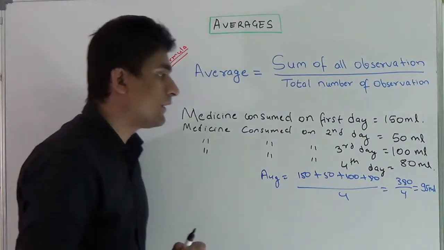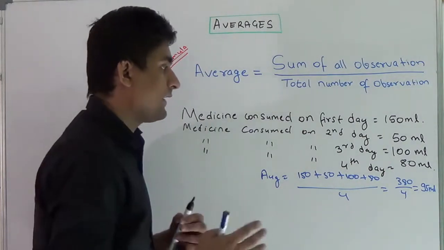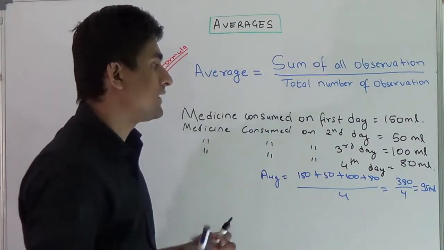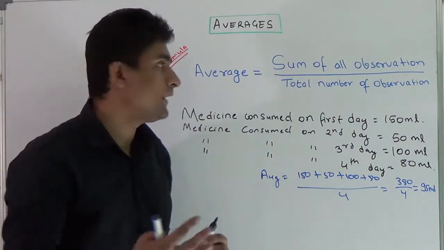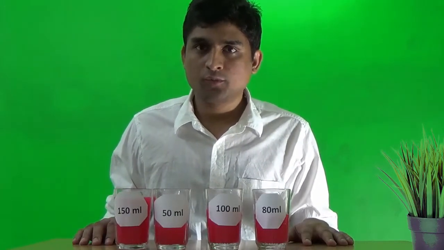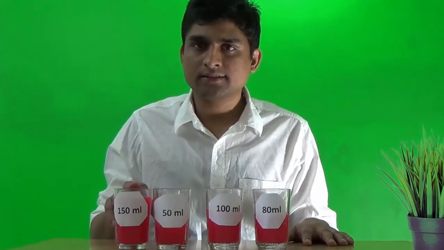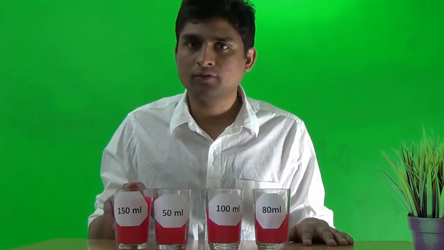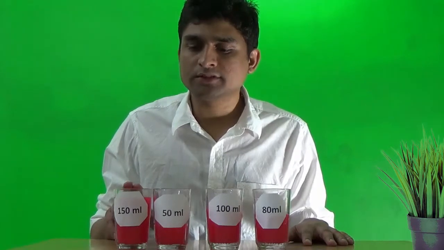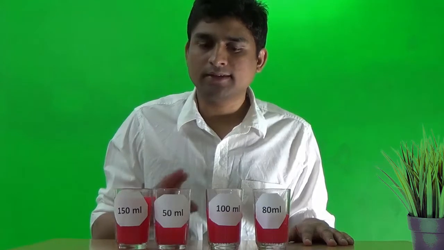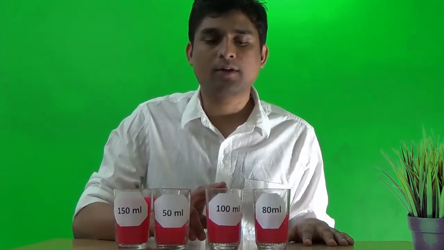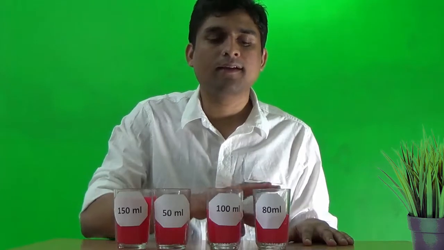Let's go to a practical room to see the physical significance of the averages and to understand the basic properties of averages. Here I have liquids which Raman consumes on different days. In the first glass I have the liquid medicine of 150 ml which Raman consumed on first day. In the second glass I have 50 ml, on second day. In the third glass I have 100 ml, on third day. And in the fourth one I have 80 ml, on the fourth day.